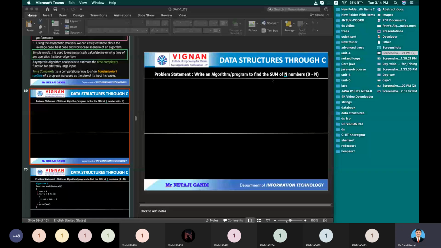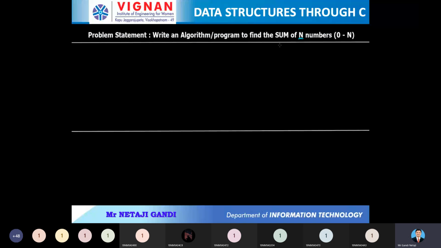Now try to understand the concept here. How can you calculate the big O notation? That is the problem statement. What is the problem statement given here? Can anyone please tell me? Write an algorithm to find the sum of n numbers, sir. In this way we can give the problem, and then ask what is the time complexity of this algorithm.